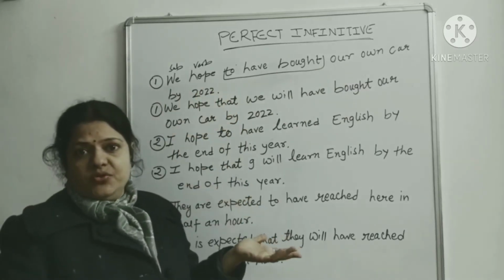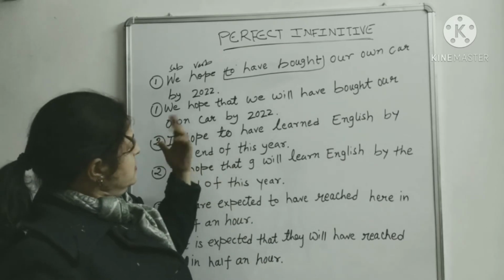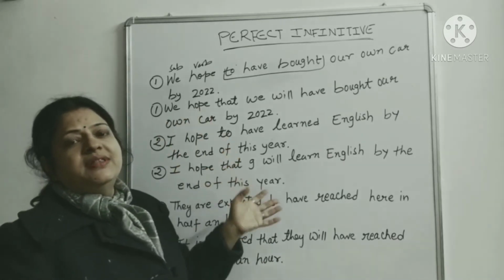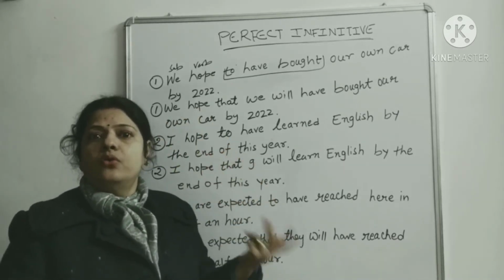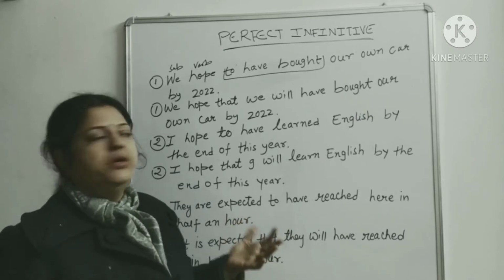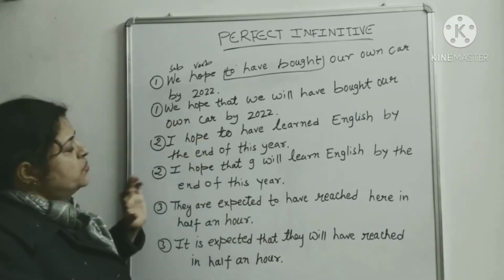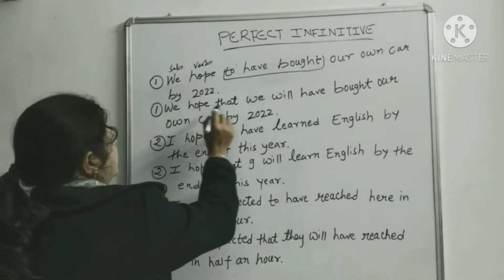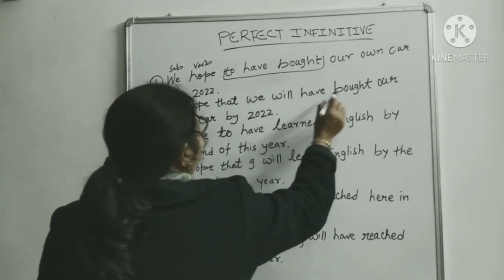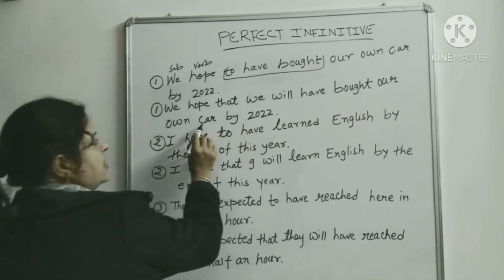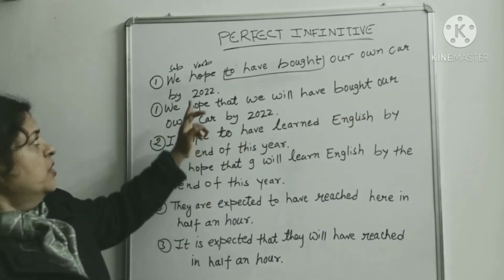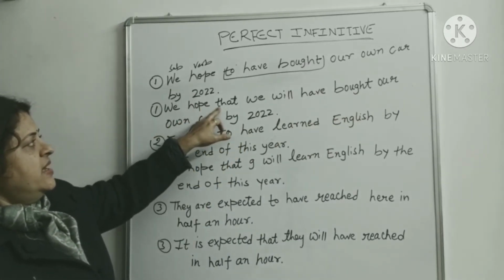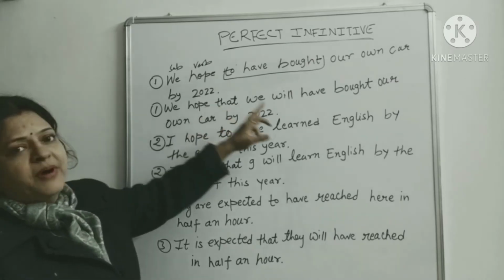We hope to have bought our own car by 2022. So it shows that in 2022 they will be able to buy their own car. They will have their own car. So this sentence, the second one, you see, we hope that we will have bought our own car by 2022. So this sentence is of future perfect tense.